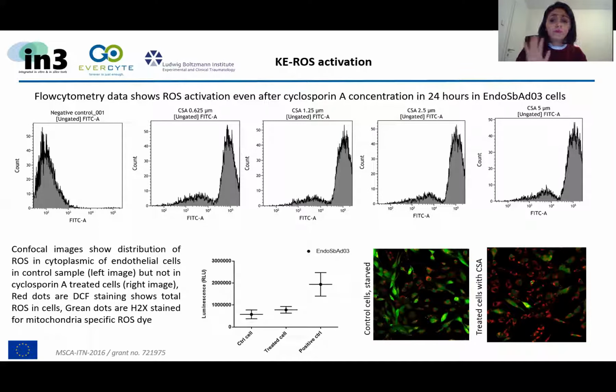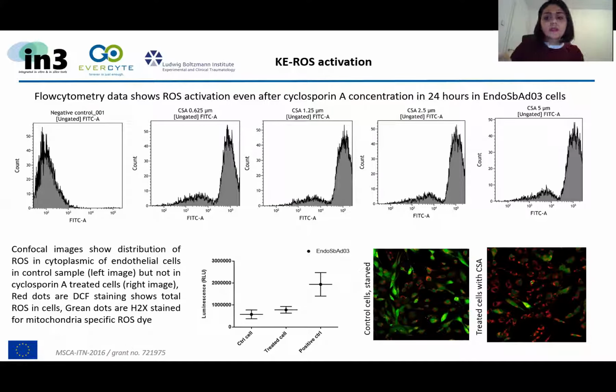So as you can see here, again, we kept the 24 hours time point, and then we started to go for different concentrations of cyclosporin A. Here in the left part, we see a negative control, and we see that by increasing the cyclosporin A, even with low concentrations of cyclosporin A, we see a huge effect of ROS activation in our endothelial cells.